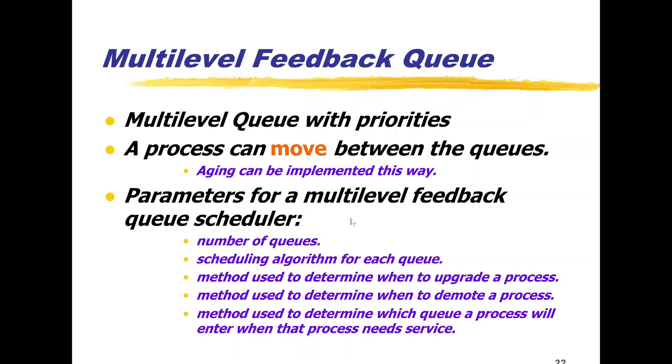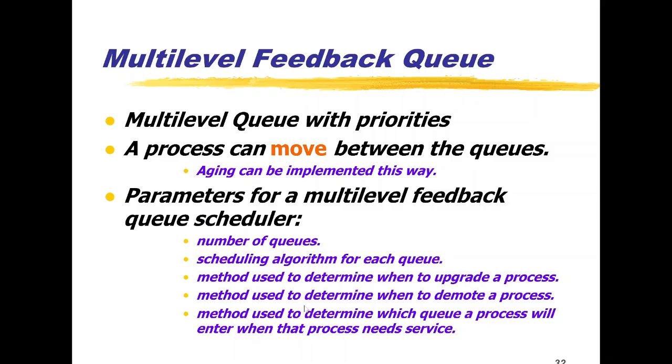The parameters for a multi-level feedback queue scheduler are: first, the number of queues, how many queues are created, and what the scheduling algorithms for each queue are. Each queue has a scheduling algorithm, and each scheduling algorithm is supposed to ensure that every process is completed fairly and executed on time. The third one is the method used to determine when to upgrade a process. One could be aging: when the process is getting older, upgrade it. Or if there's an emergency, upgrade it.